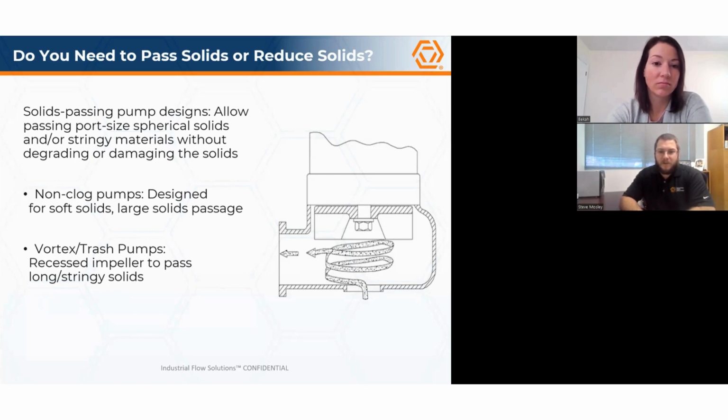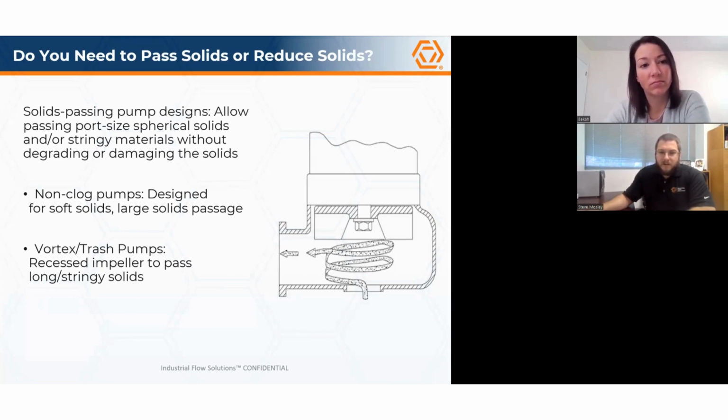Non-clog pumps accomplish this through the use of tall impeller vanes and large solids passages, which work well in the majority of soft solids. Tougher, stringier solids, however, have a tendency to ball up in the eye of the impeller and can clog these pump designs. One method of combating this clogging issue is to use a vortex pump, which removes the impeller from the flow path, as shown in the diagram here.